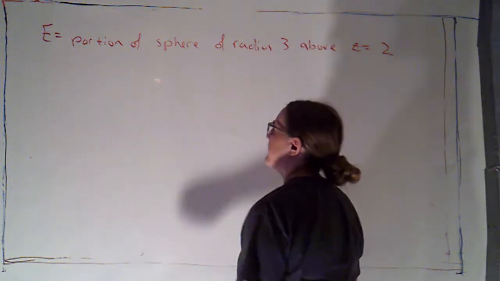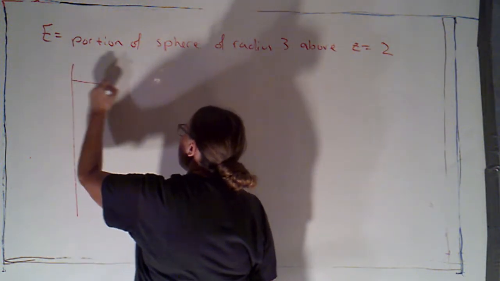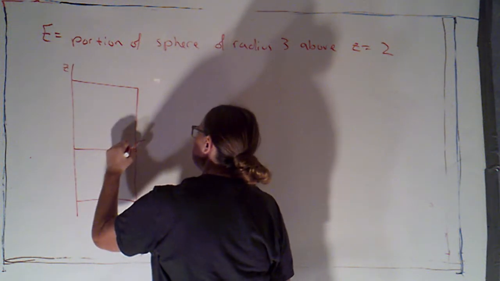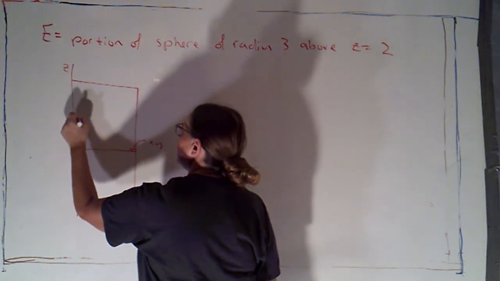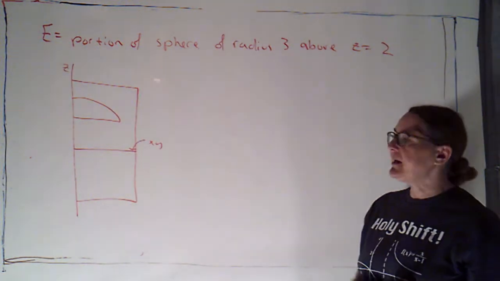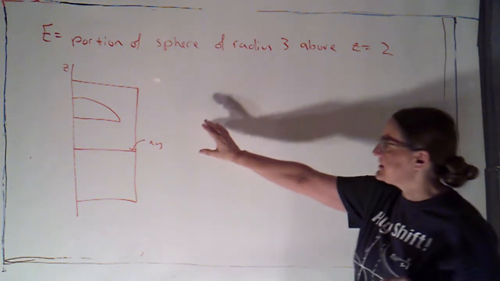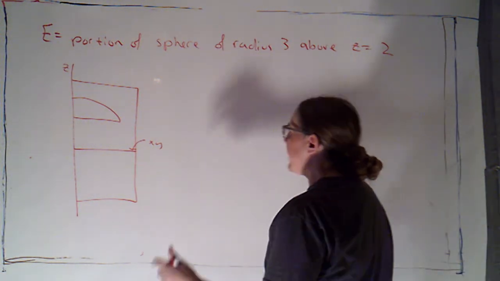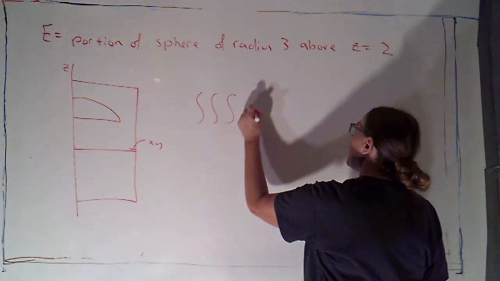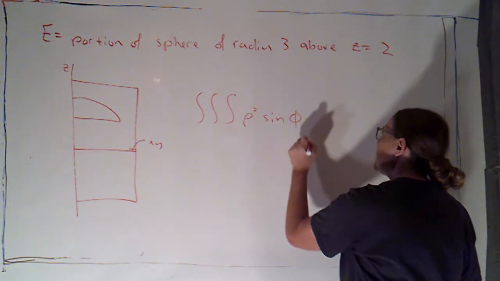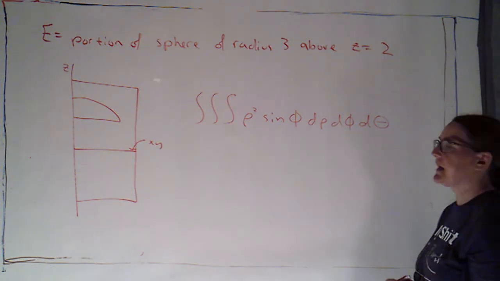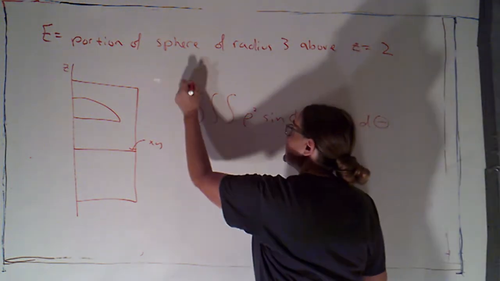So let's take a look. I'm going to draw my constant theta half plane, where here's the z-axis and here's the xy plane. And what I would see in each of those half planes would be something that looked like this. Okay. All right. I know that I'm going to be integrating rho squared sine phi d rho d phi d theta. I already know the d theta is going to be 0 to 2 pi.